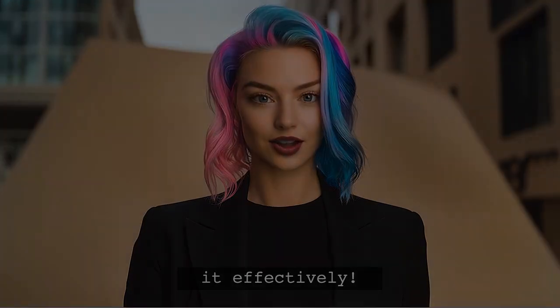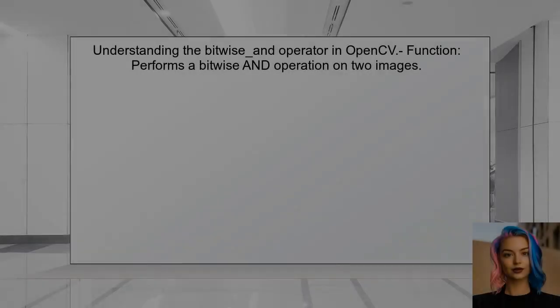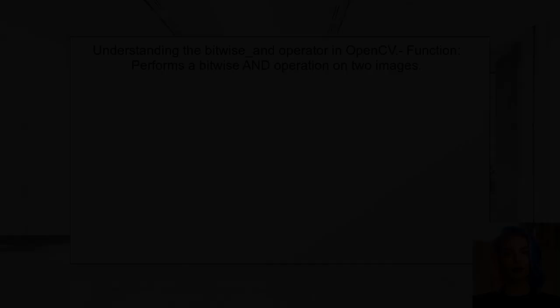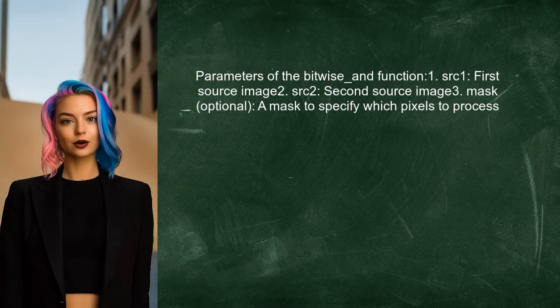effectively in your projects. To understand the bitwise and operator in OpenCV, let's start with its basic function. The user should know that this operator performs a bitwise AND operation on two images. Next, the user needs to know about the parameters of the bitwise and function. The first parameter is the source image, followed by the second source image, and then an optional mask.